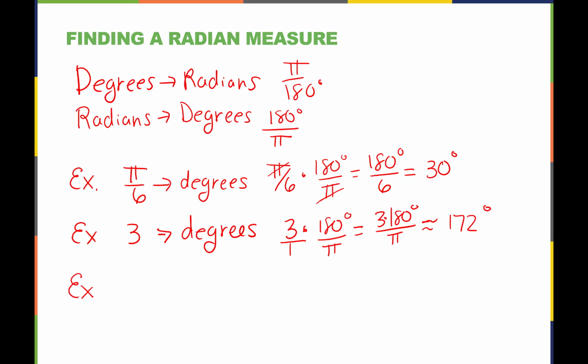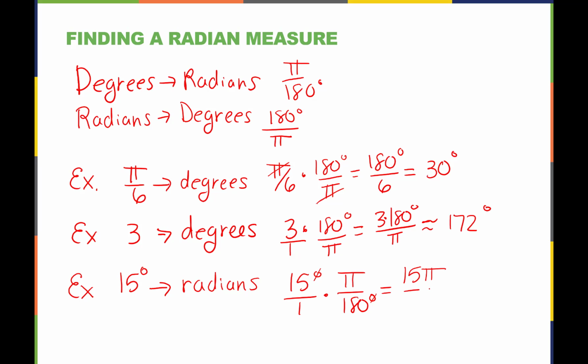Last example. I want to go from 15 degrees and I want to go to radians. I want to change 15 degrees to radians. So since I'm going from degrees to radians, I want to take 15 degrees over 1 times pi over 180 degrees. My units of degrees disappear. I'm left with 15 pi over 180, which when I reduce that, I get pi over 12.